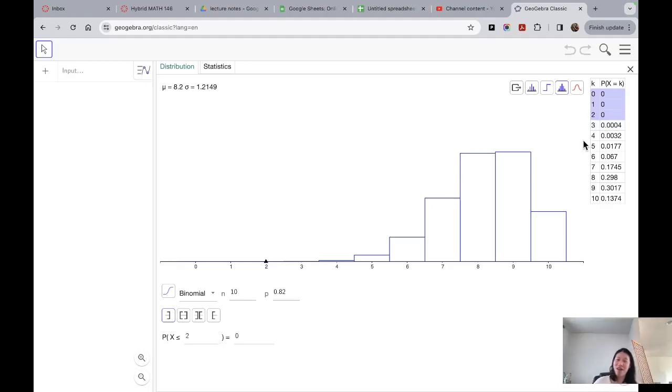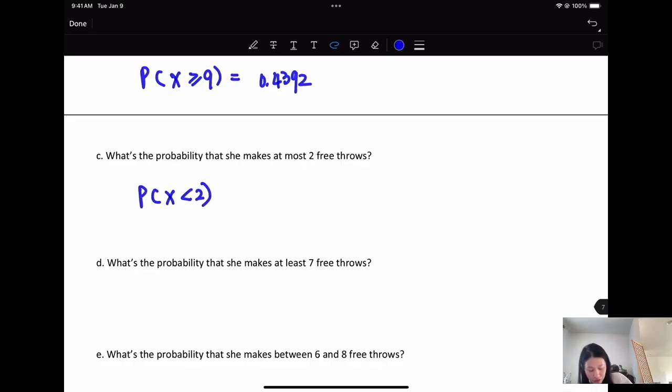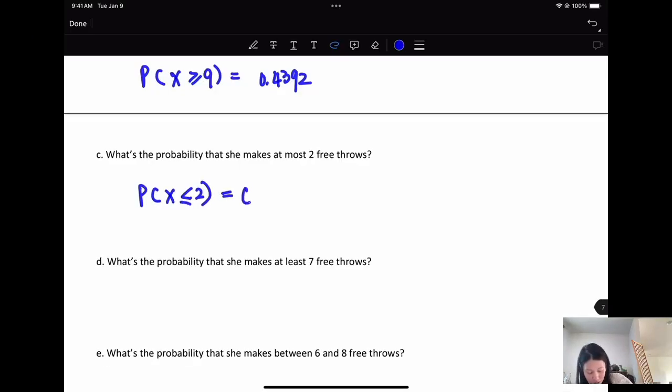Oh no, I'm sorry. At most 2 is including 2. My bad, I'm wrong. At most 2 means you have 3 scenarios, either x equals 0, 1, or 2. So 2 should be included. Sorry about that. So let me change that to equal. You will find the result is equal to 0, which makes sense. If her success rate is 82%, you throw it 10 times and you only make 2 throws or 1 throw or 0 throws, that means it's very unlikely.